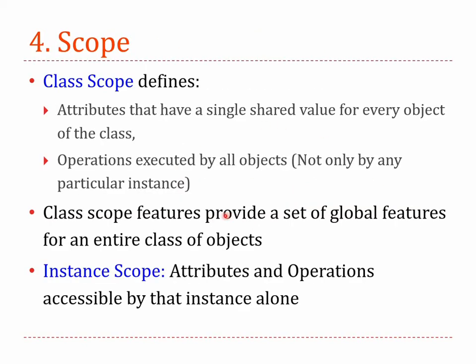Another important concept is the difference between class scope and instance scope. A class scope feature belongs to the class itself. It is shared by all objects of that class. In a programming language such as Java, these are called static members. Next is instance scope. This feature belongs to each and every individual object. Every object maintains its own copy of instance attributes and performs operations on its own data.